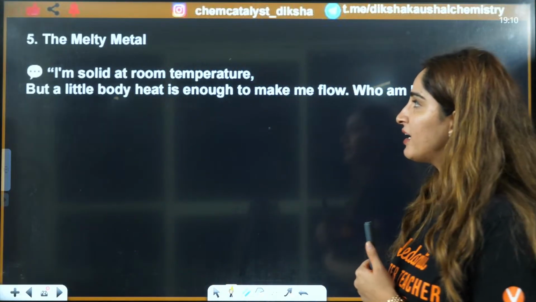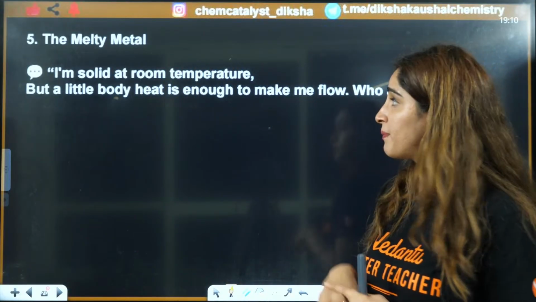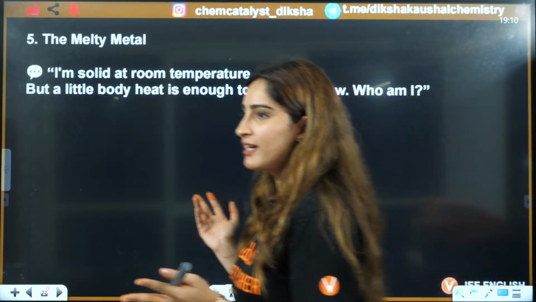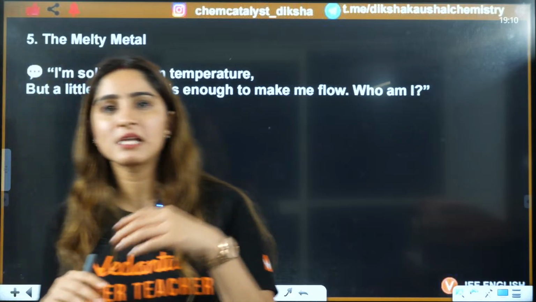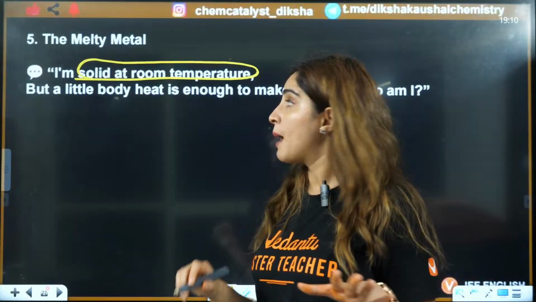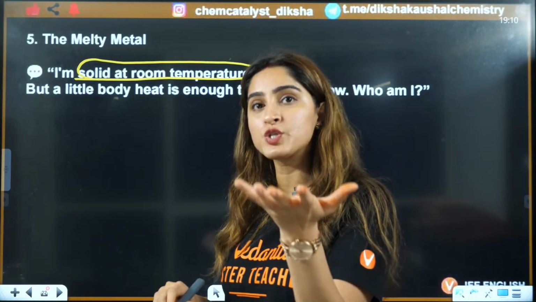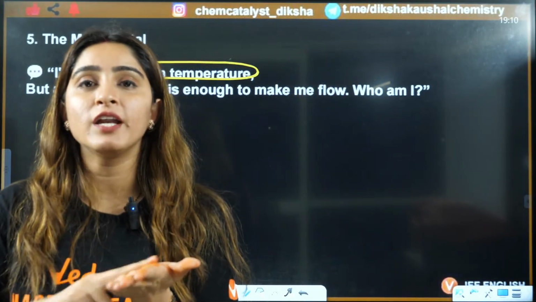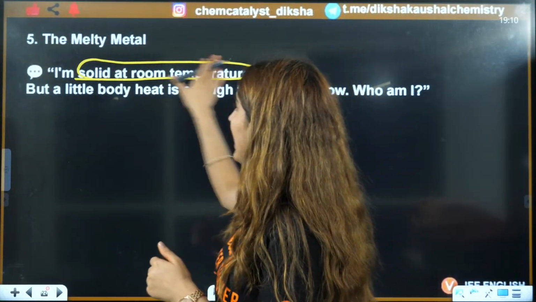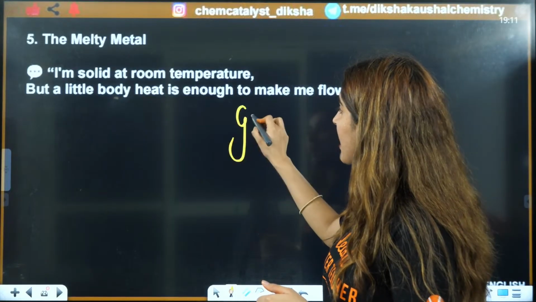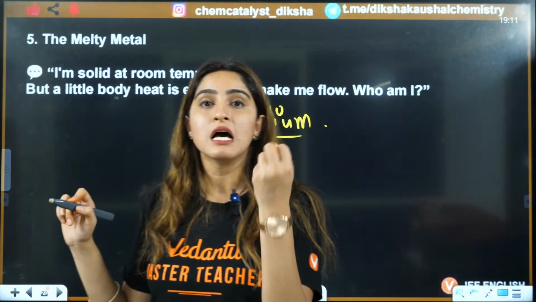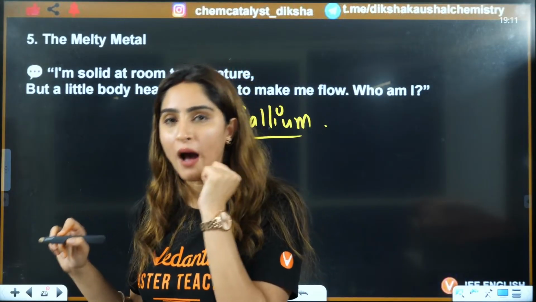The melty metal. I am a solid at room temperature, but a little body heat is enough to make me flow. Who am I? Melty metal. Who is solid at room temperature, right? But it will melt as soon as you give it a little bit of heat. That means even in your palms, it might melt. That is gallium, right? Gallium is that metal which will melt even in your palms.